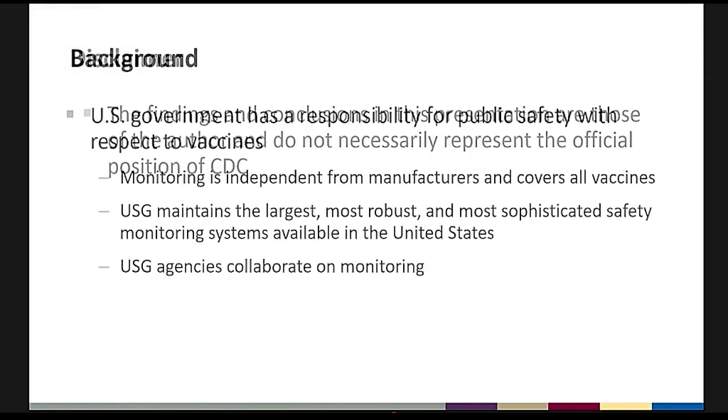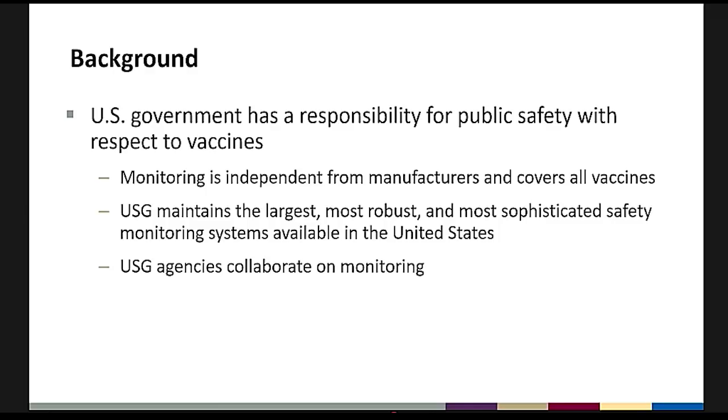Next slide. Just by way of background, the U.S. government has a responsibility for public safety with respect to vaccines. Our monitoring is independent from manufacturers and covers all vaccines. We maintain the largest, most robust, and most sophisticated monitoring systems available in the United States, and U.S. government agencies collaborate on monitoring. I think Dr. Anderson did a great job talking about how our efforts for COVID-19 are highly coordinated. Our systems and our methods are complementary, and we collaborate on analysis, especially on signal assessment.